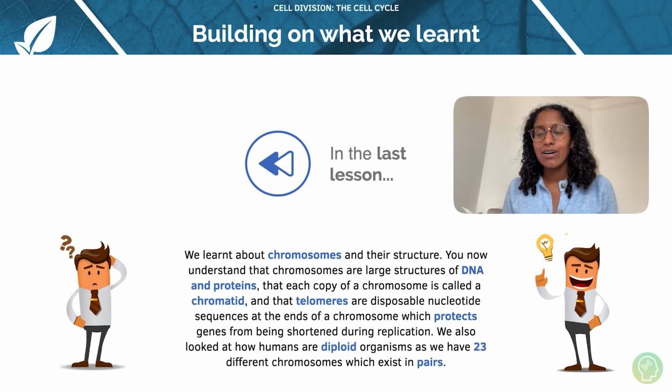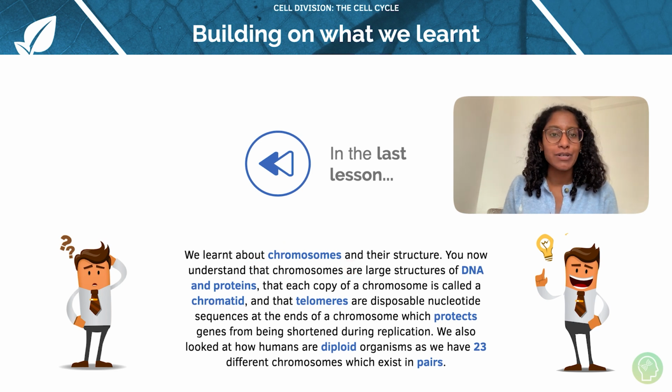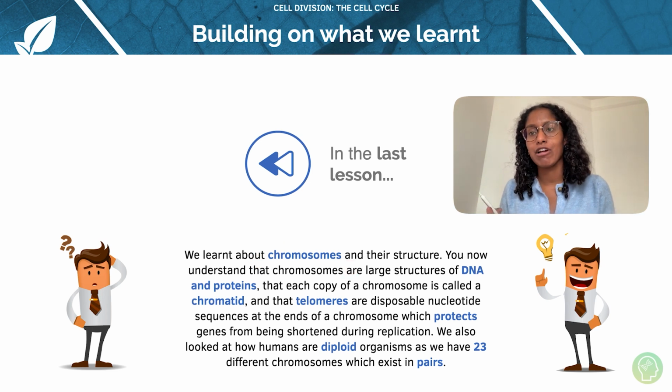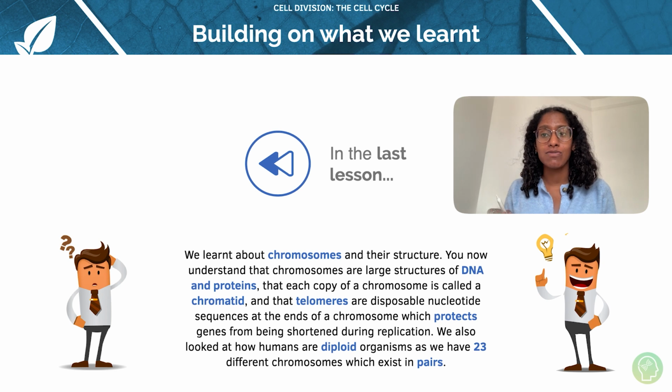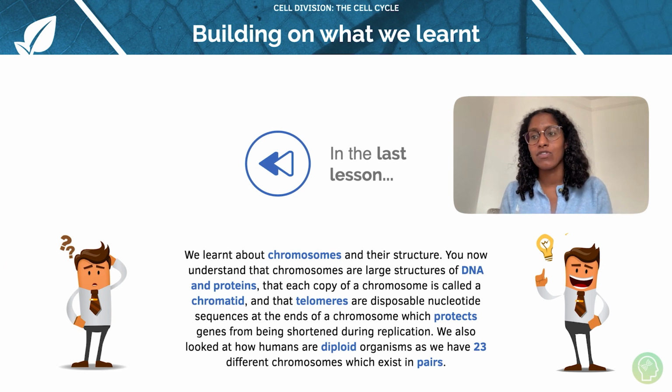So in our last lesson we learned about chromosomes and their structure. Just to recap that, you now understand that chromosomes are large structures of DNA, that each copy of a chromosome is called a chromatid, and that telomeres are disposable nucleotide sequences at the ends of a chromosome, which protect the genes within that chromosome from being shortened during replication.